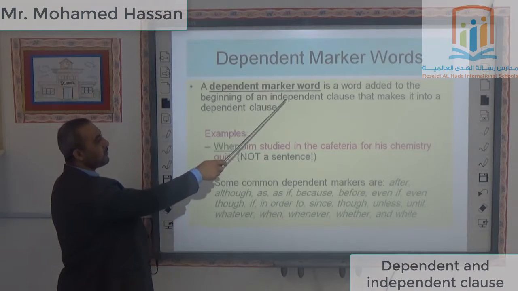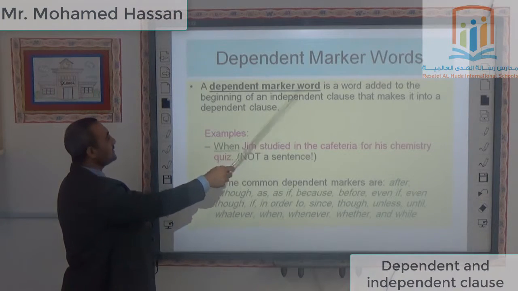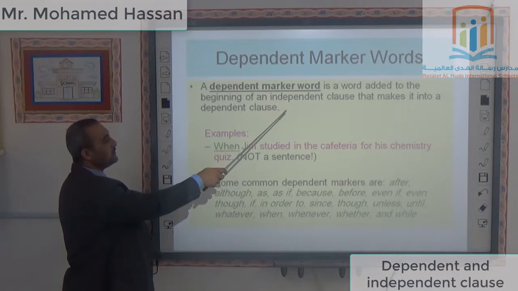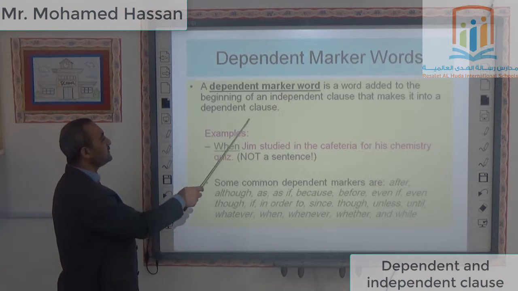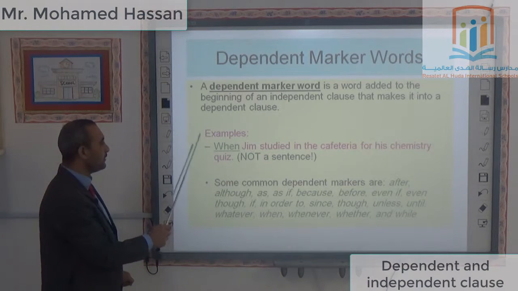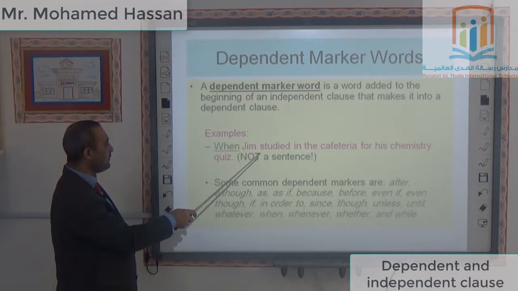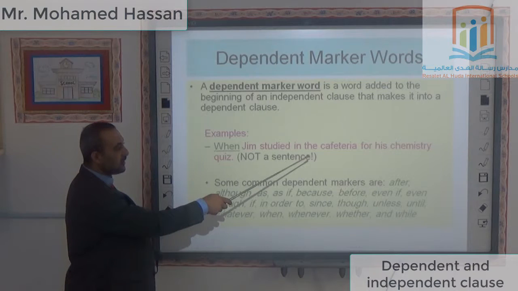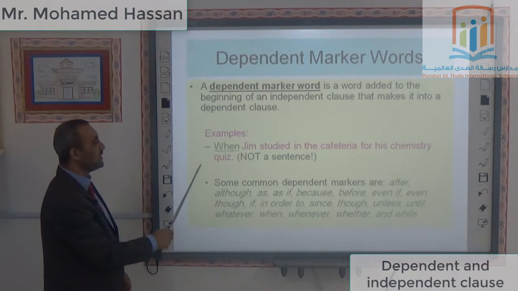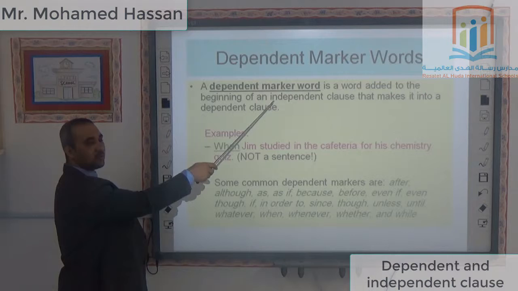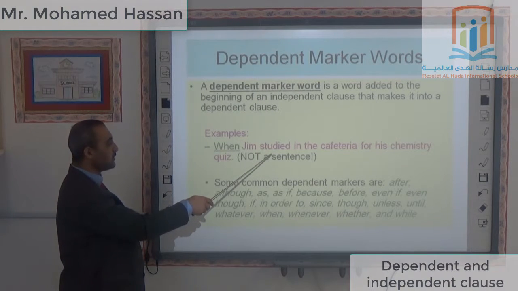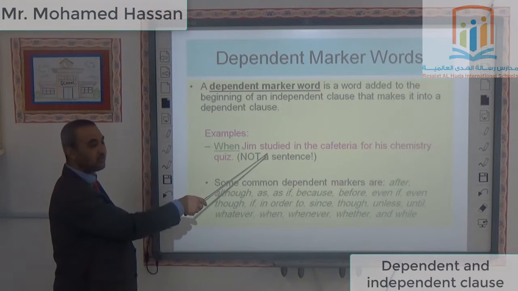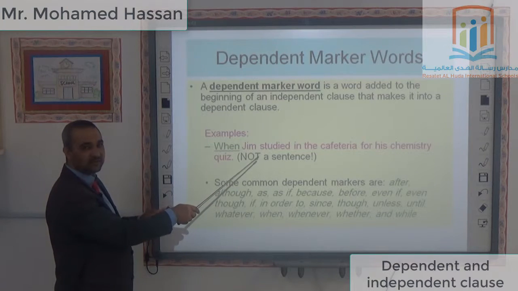A dependent marker word is a word added to the beginning of an independent clause that makes it into a dependent clause. Look at this example. When Jim studied in the cafeteria for his chemistry quiz, where is the dependent marker word here? It's the word when. And we call this clause a dependent clause. It can't stand alone in a sentence. It doesn't give you a complete meaning.